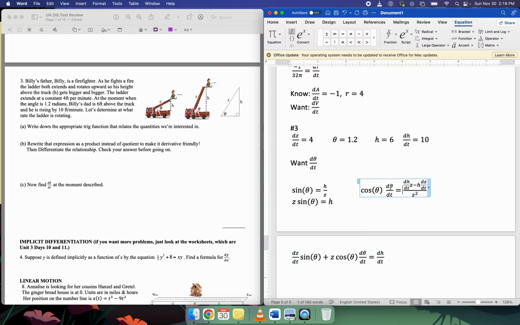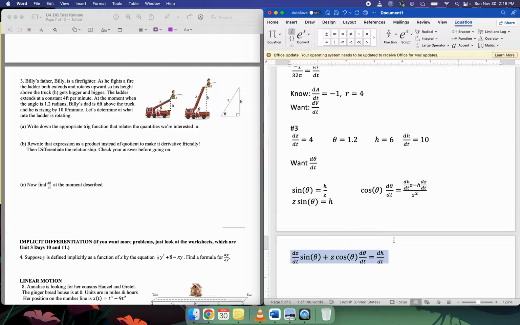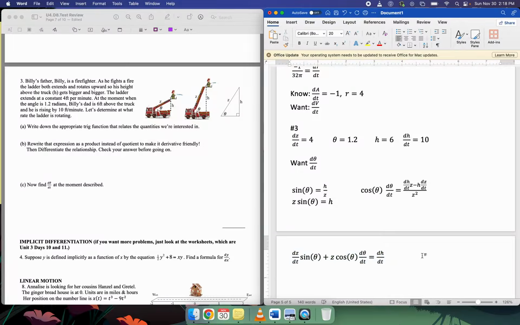You don't need both. The only thing we're saying about multiplying both sides by z is I think for most people this derivative would be easier, although maybe not. Whatever, you can use either one of those equations. I'll go with this one since you're probably using this one. Okay, now find d theta dt.